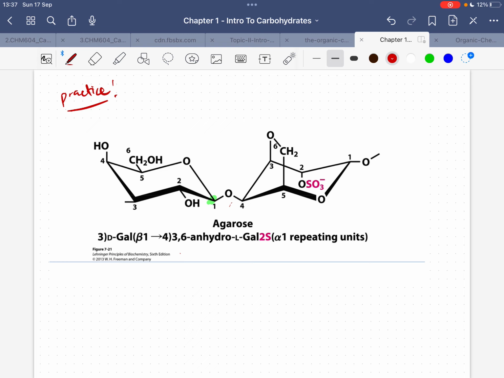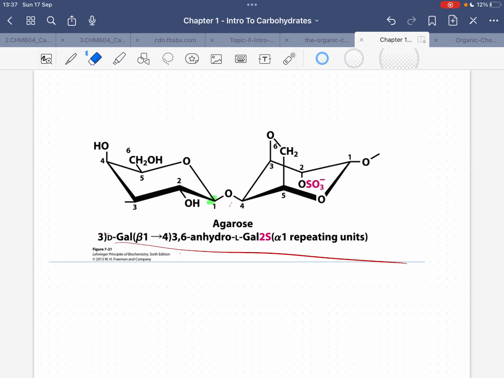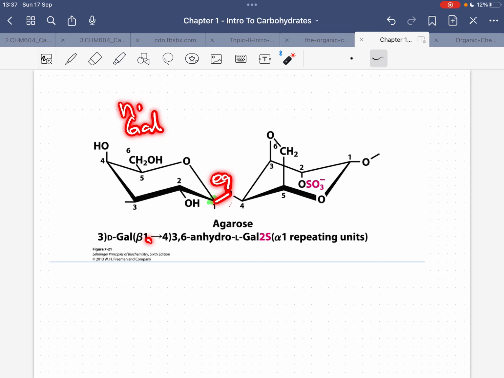Okay. How did they come up with this name? Let's just discuss this. It's beta here, 1 to 4, because the OH relative to the anomeric carbon is equatorial, that's why it's beta, and this is a galactose non-reducing sugar unit. And this is 3,6-anhydro because you dehydrate. There is a dehydration step that happens between carbon 6 and 3.